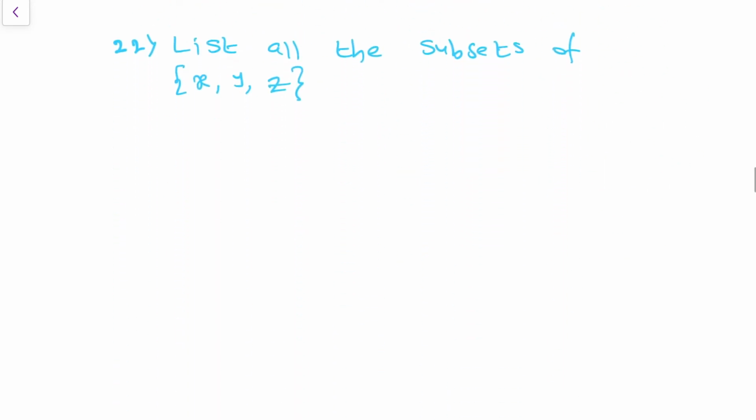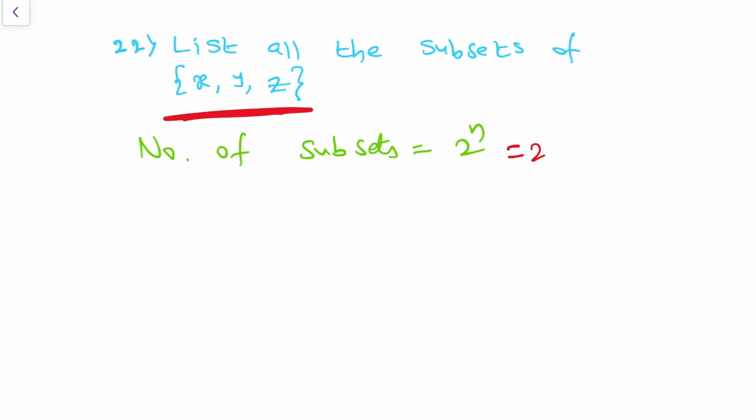Next, list all the subsets of {x, y, z}. Writing subsets is very easy. So before going to write the subsets, let's have a formula for the number of subsets. The number of subsets formula is 2 power n, where n is how many elements are there in the given set. Here 3 elements are there, so 2 power 3. What is the value of 2 power 3? It's obviously 8. So for this given set, 8 subsets will be there.